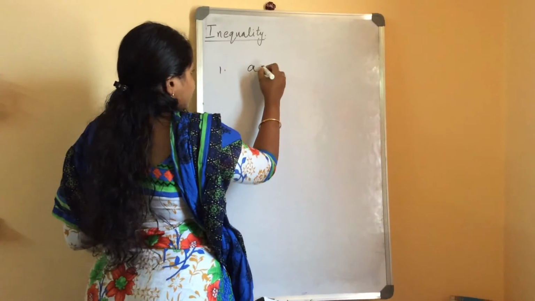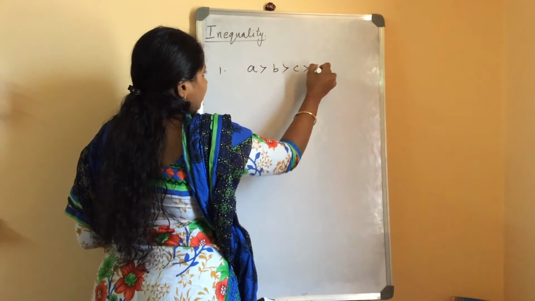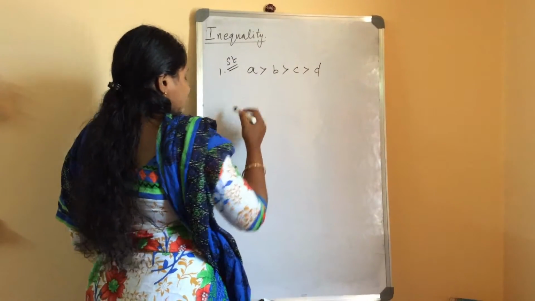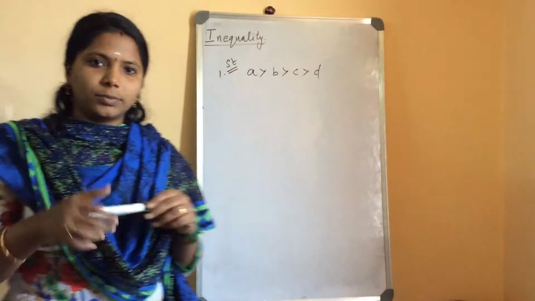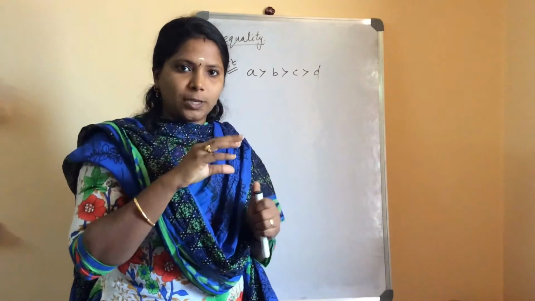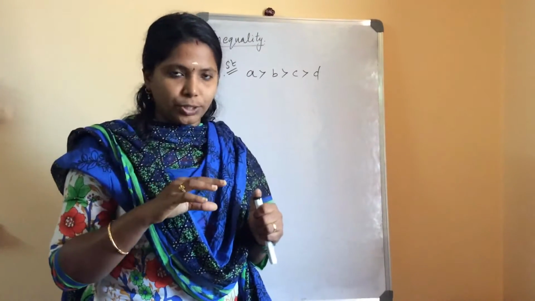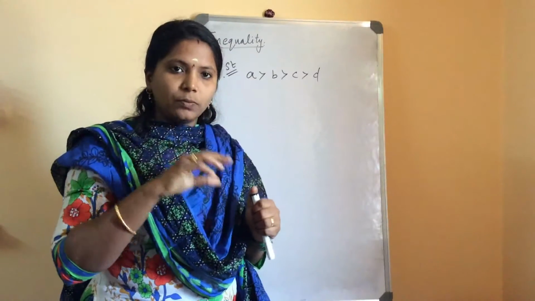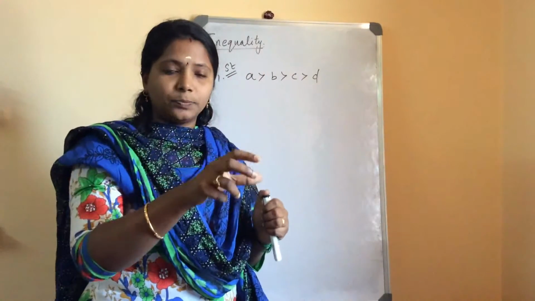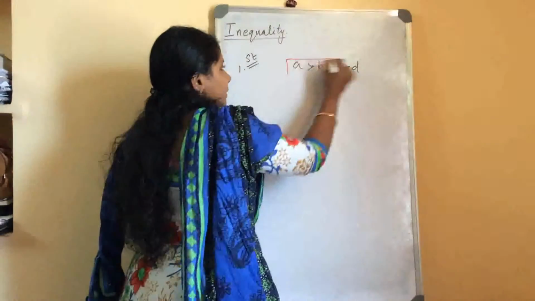Let's take this example: A greater than B greater than C greater than D. This is a statement, and here is how the inequality sum will be given: there will be a set of statements, and there will be 2 to 3 conclusions. With the conclusions, we need to find out whether the given conclusion is true or false. Okay. Let's take this statement.